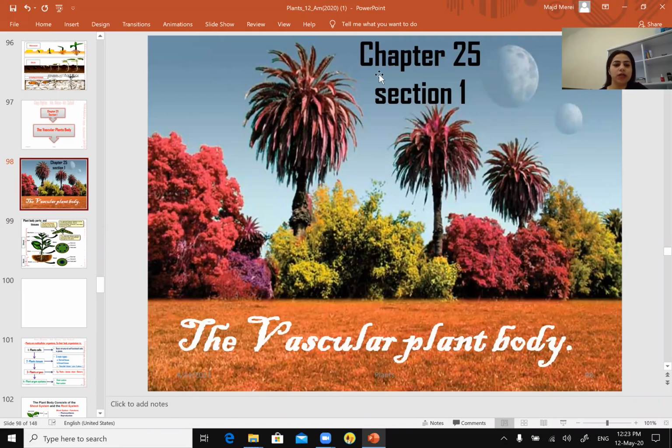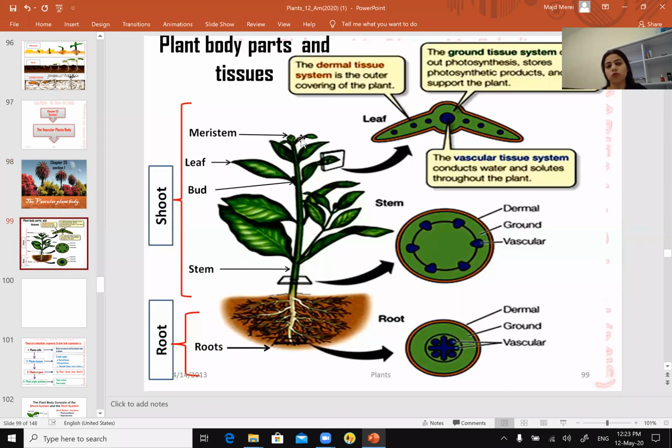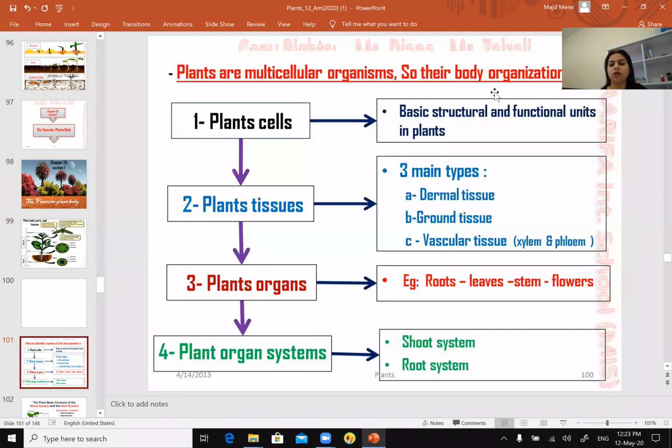In today's session, you will learn, inshallah, about the structure of roots. You already learned the functions of roots plus the different types of roots. And in previous sessions, we discussed together the organization, okay? The body organization of plants, starting from plant cells. A group of plant cells work together and perform a specific function. This will make what?